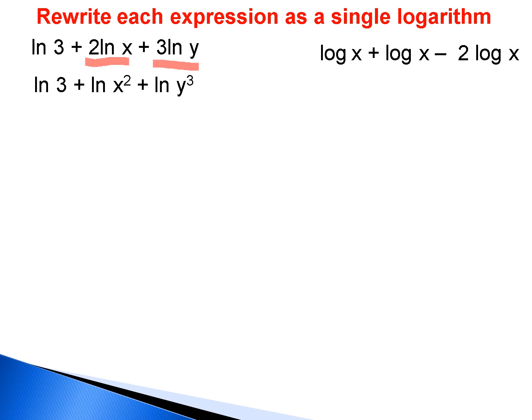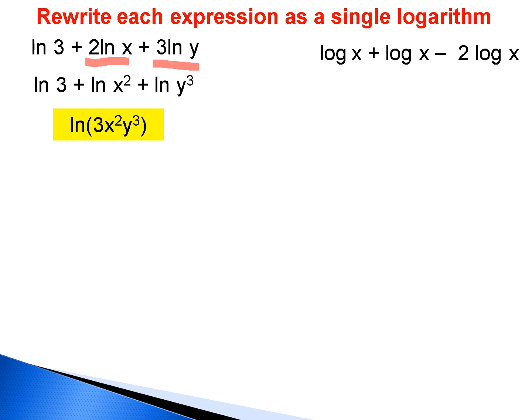Now, these are all addition. So what we're going to do is, remember to condense addition. We're going to condense that by multiplying the arguments. So we're going to multiply all those arguments together. So that becomes the natural log of 3x squared y cubed. Pretty easy, right? Let's look at our next one.